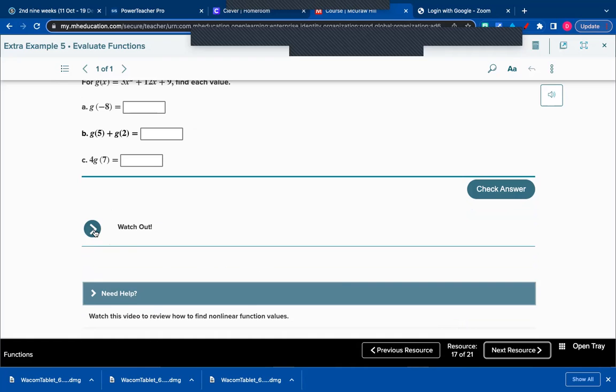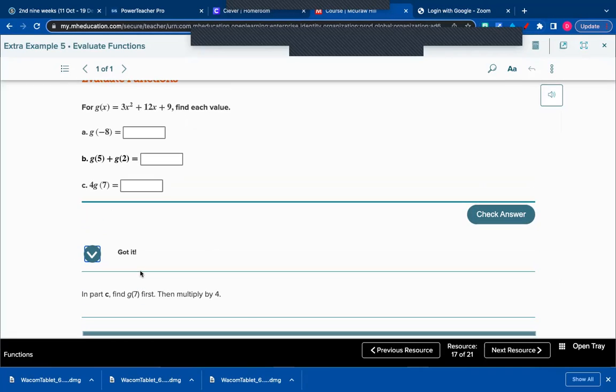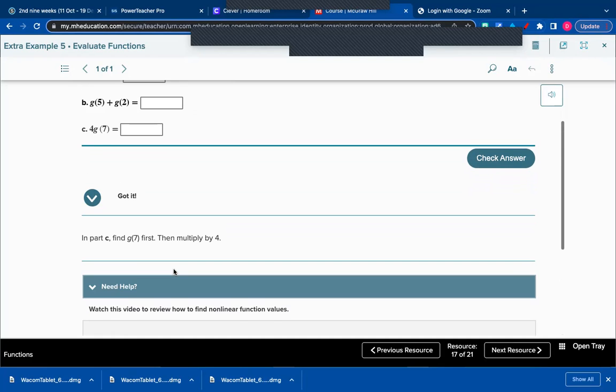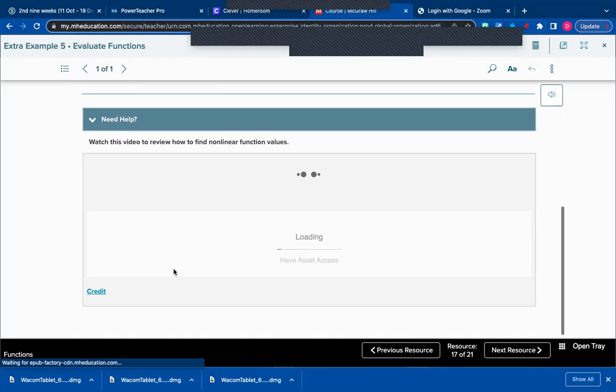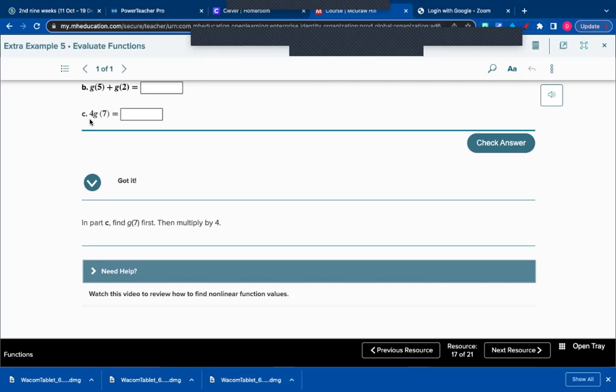Watch out. What are we watching out for? Part C. Find g of 7 first, then multiply by 4. Yeah, that's a good strategy. Now, if you need help, there's a video down here. Watch this video to review how to find nonlinear function values. I'm not going to play the video. You can find it in McGraw-Hill in this presentation. I'm on resource 17, slide number 17.